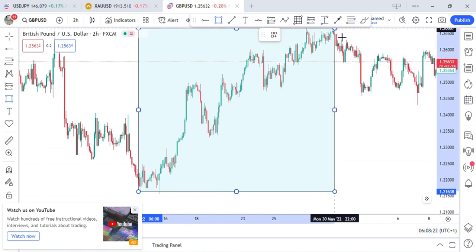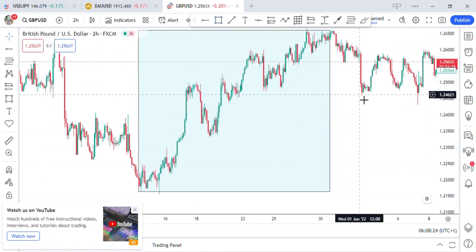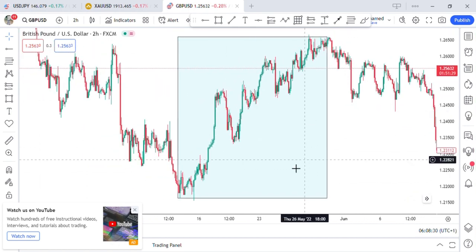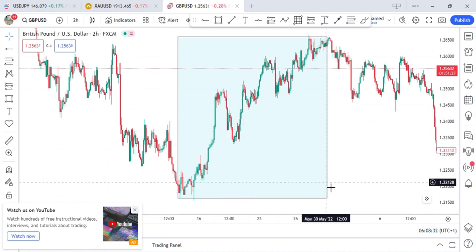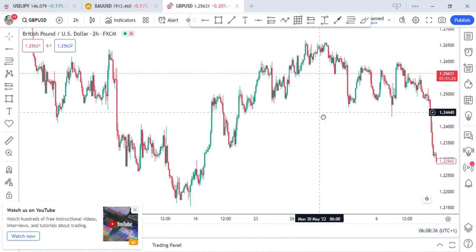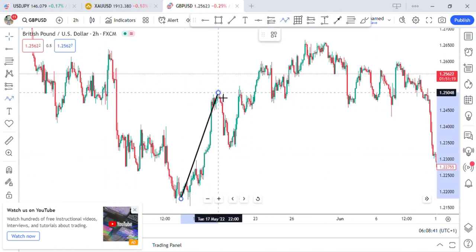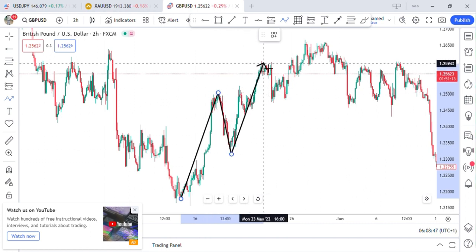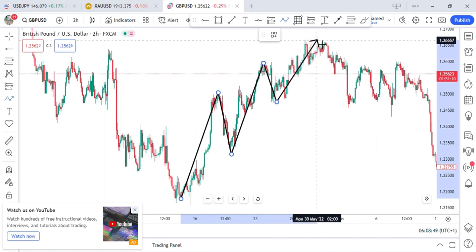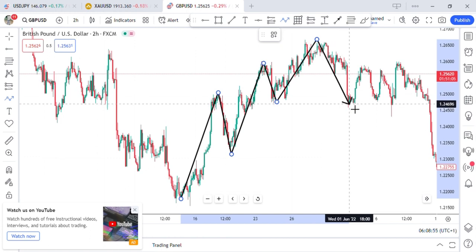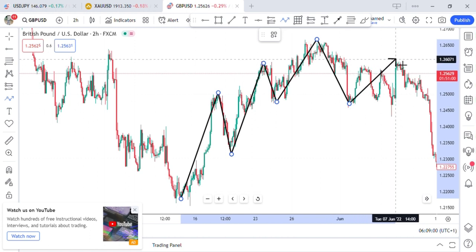What do you see? You have a bullish trend there, of which price is making higher highs and higher lows. Let me draw the pattern for better understanding. We have a higher high here, higher low, higher high, then higher low here, then we have a higher high here. Can you see? Then we have a higher low here. Can you see this pattern?